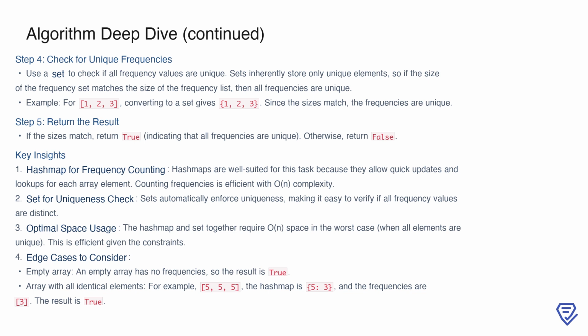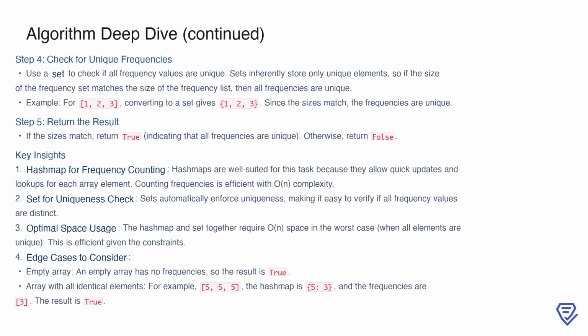Finally, we return the result. If the sizes are equal, we return true, indicating that all frequencies are unique. Otherwise, we return false. This approach is both efficient and straightforward, leveraging the strengths of hash maps for counting and sets for checking uniqueness. Key insights include the use of hash maps for fast frequency counting, sets for enforcing uniqueness, and the optimal use of space with an O(n) complexity.